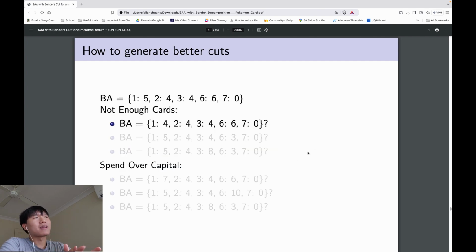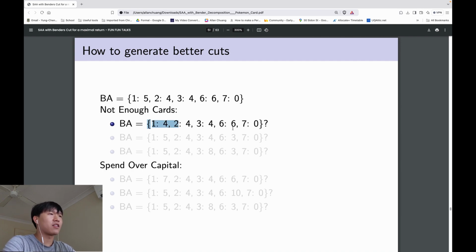So what is a better cut then? Well, I think it's good to see some examples to have a look. Suppose we have this BA of, hey, if we see a price of 1, we buy 5. If we see a price of 2, we buy 4. If we see a price of 3, we buy 4. If we see a price of 6, we buy 6. If we see a price of 7, we buy 0. Suppose we run our G function and we find out we actually didn't end up buying the 30 cards we wanted to buy. Well then, what else is not a valid solution then?